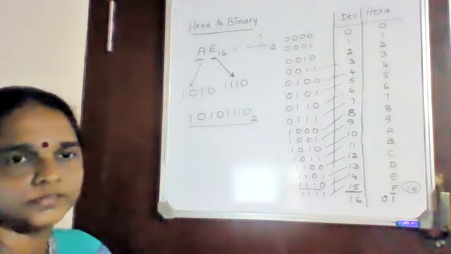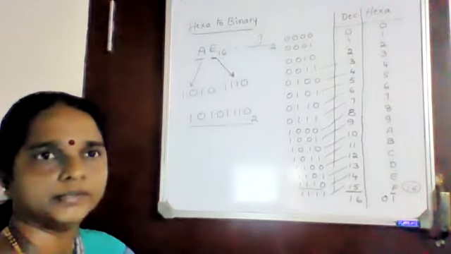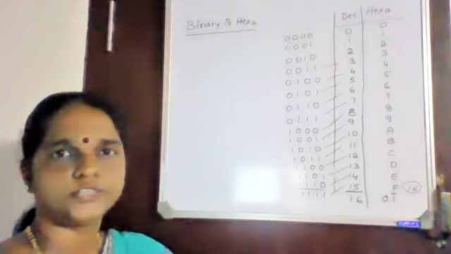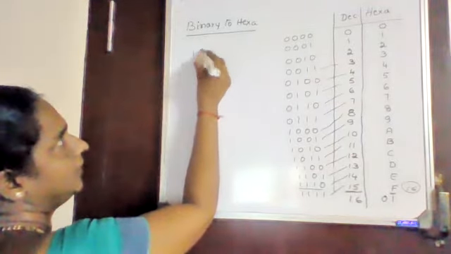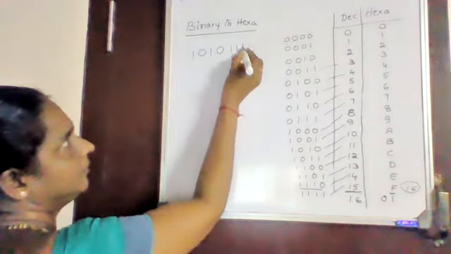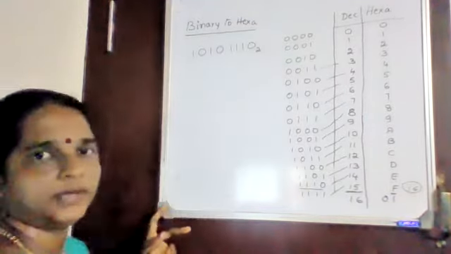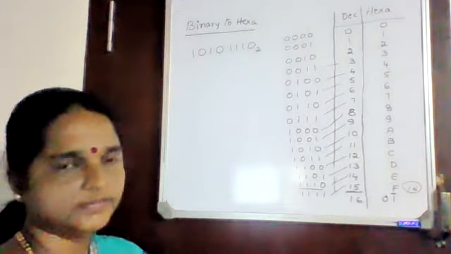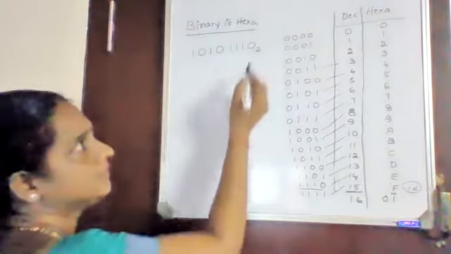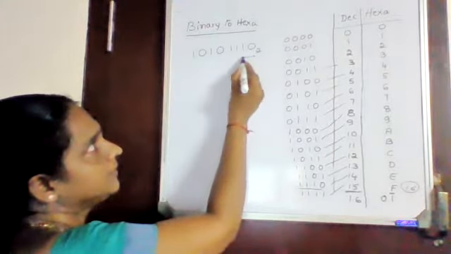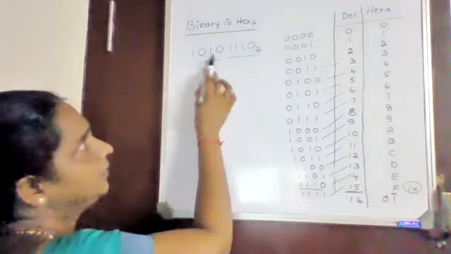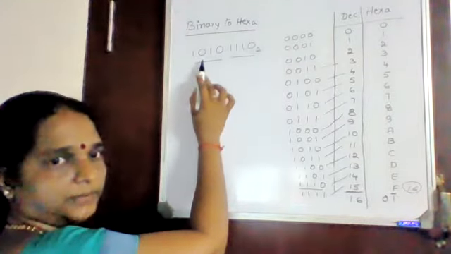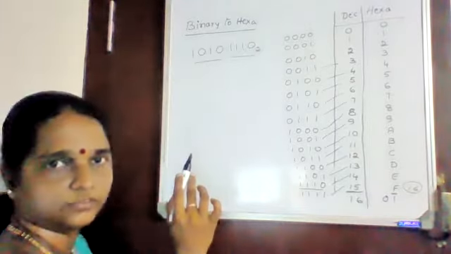Hope you have understood how to convert hexa to binary. Next conversion is binary to hexa. Let us consider one value like this, 1010 1110, a binary number. We have to write the equivalent hexa number for this. Here, first you have to start from the LSB and group the bits, 4 bits in one group, another 4 bits in another group. If only 3 bits are left on the left side, you can add leading zeros to it.